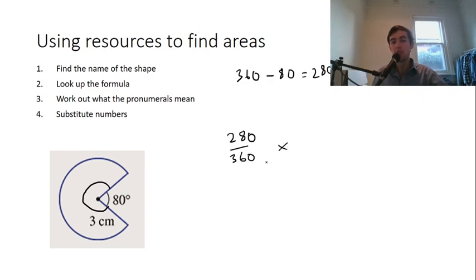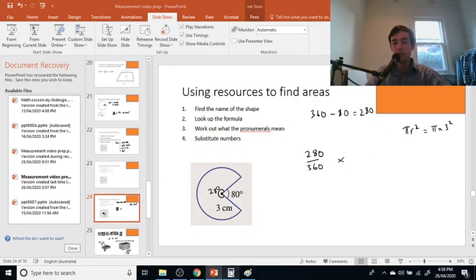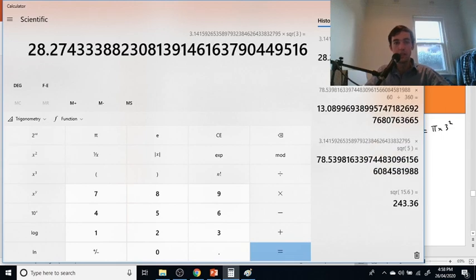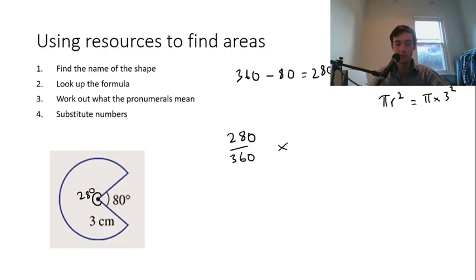And this is the fraction that we use to times by the area of the circle. By the way, I'll just draw the 280 in here. Okay, so we have to times this by the area of the circle. And what's the area of the circle? Why don't we work that out over here? The area of a circle is pi times r squared. That's pi times 3 squared, that's 28.27. All right, so that's the area we use here.